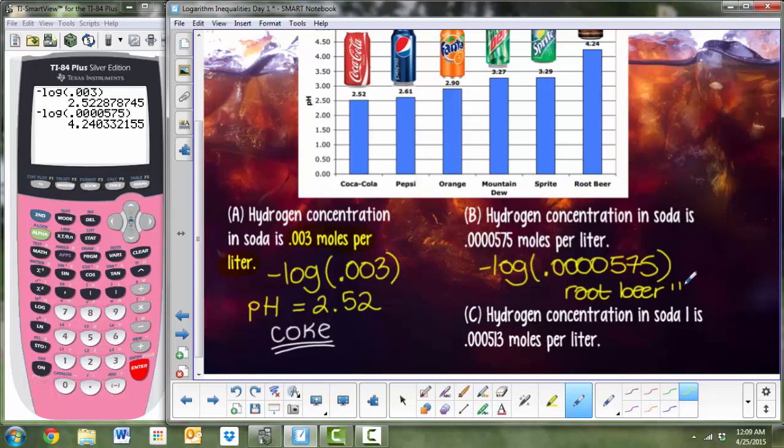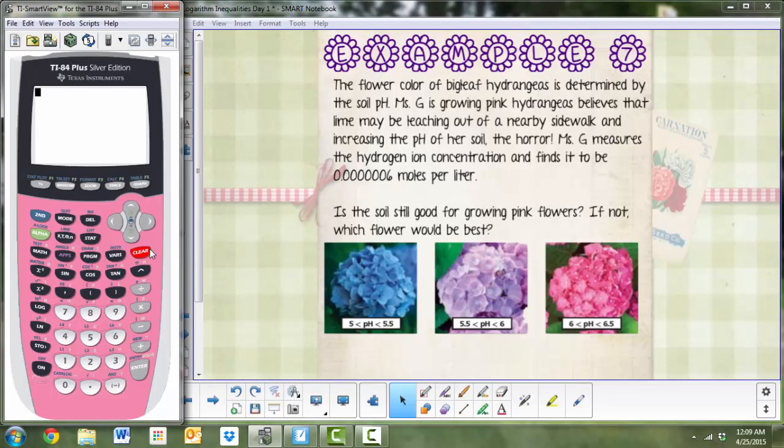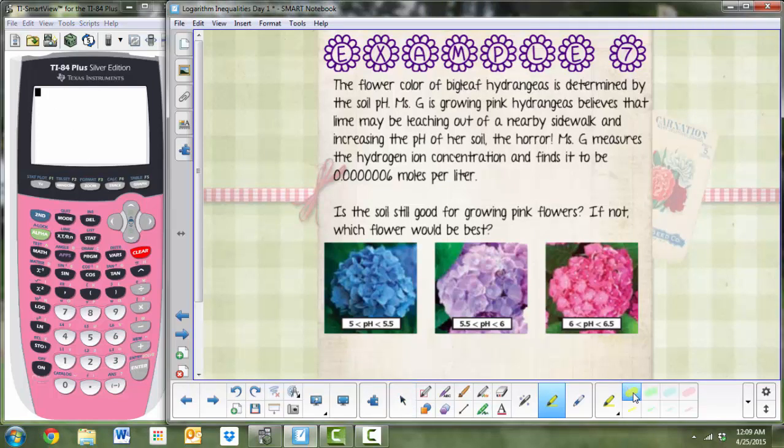I think you got the hang of it. I'm going to go ahead and let you figure out part C on your own. You got this. Last question I'm going to show you is another application dealing with gardening. I thought this one was rather interesting, and I was really excited to share it with you. So the flower color for big leaf hydrangeas. Big thing about these is they all come from the exact same seed. What matters is the pH in the soil. It severely affects the kind of flower that you have.